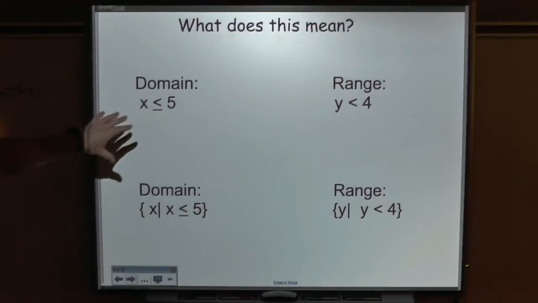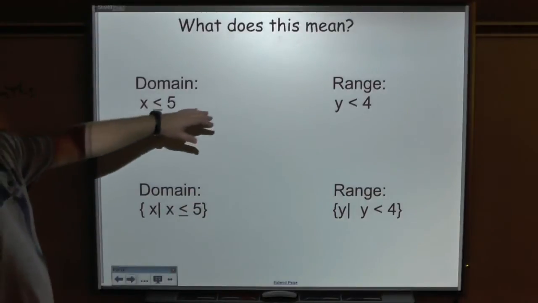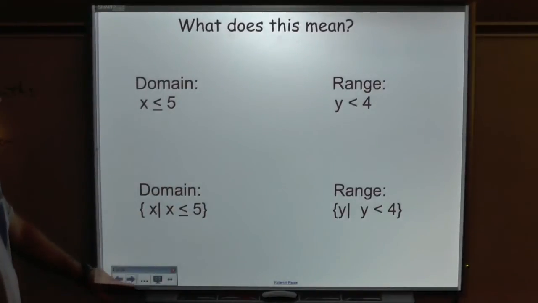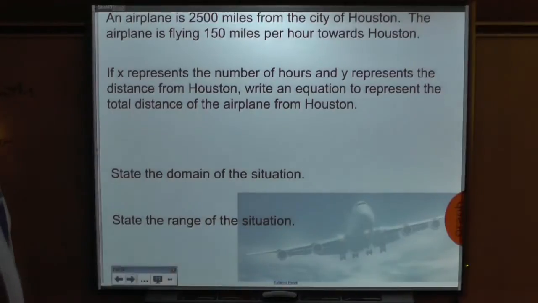So as we look at this, this is just dealing with a situation that continues on. X is less than 5. I'm talking about domain again, also with y. Alright, I just want to give you a couple of examples of things you could see.